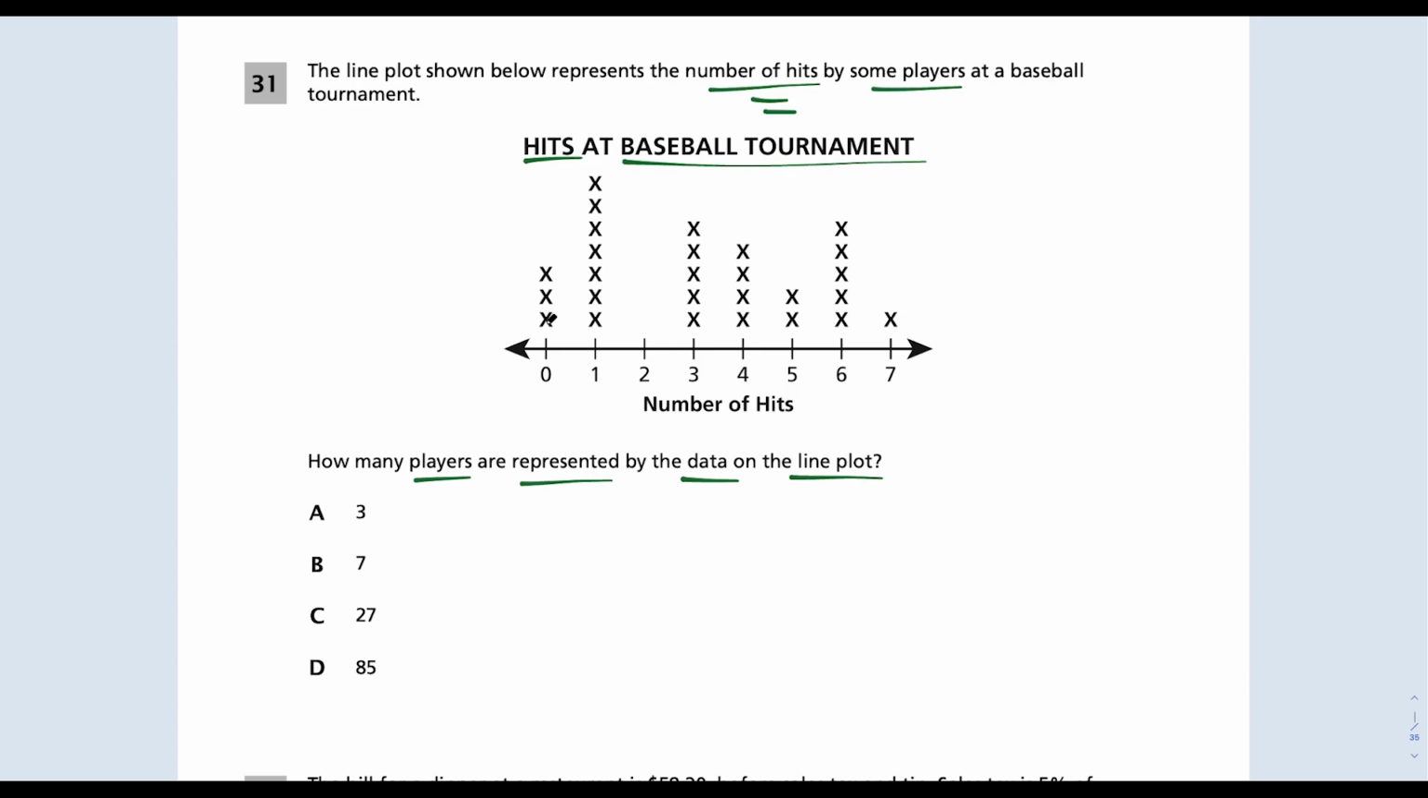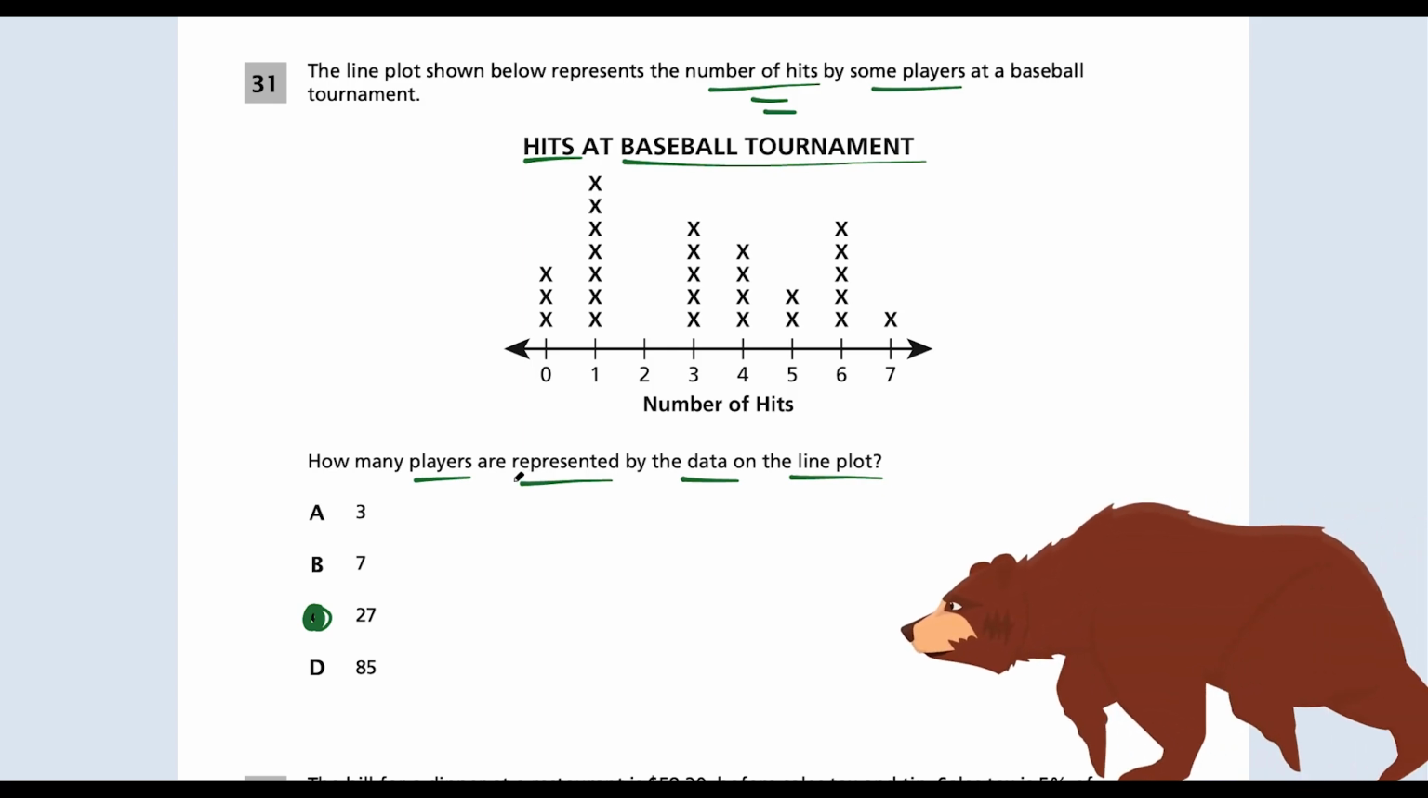So we're going to count. We have 1, 2, 3, 4, 5, 6, 7, 8, 9, 10, 11, 12, 13, 14, 15, 16, 17, 18, 19, 20, 21, 22, 23, 24, 25, 26, 27. Choice C would be our answer. Please do not fall into this dangerous bear trap.